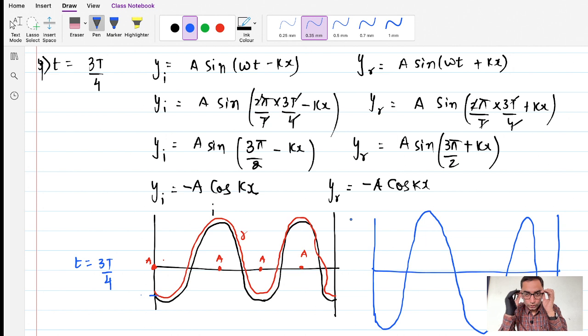So this is how you need to also go ahead for the standing waves in case of the fixed end also. If you have any doubts, please do post your doubts in the comment section.